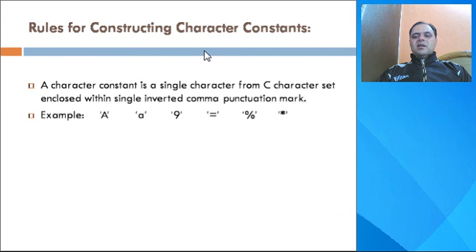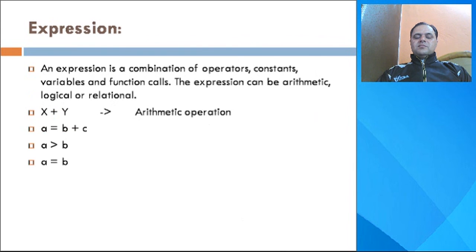Rules for constructing a character constant. A character constant is a single character from the C character set enclosed within single inverted commas. These are called character constants. For example, 'a', '9'. We have enclosed these in single quotes. These are character constants.